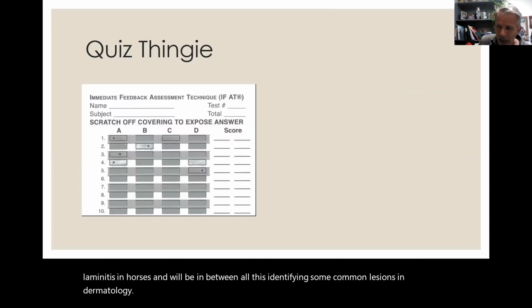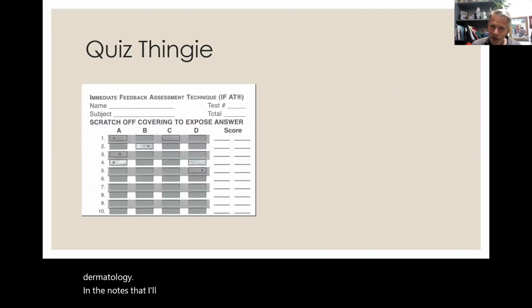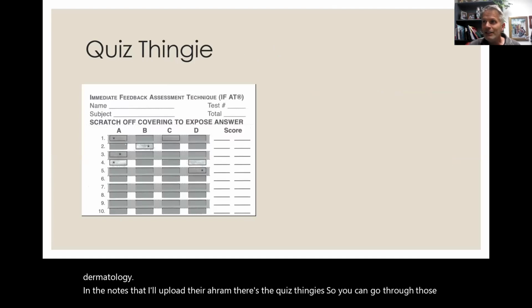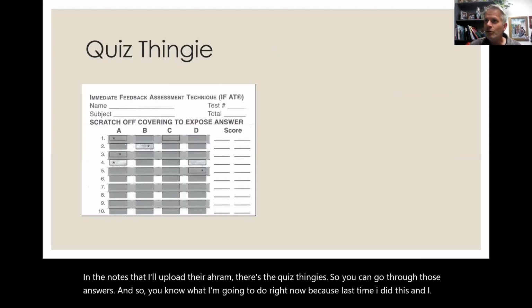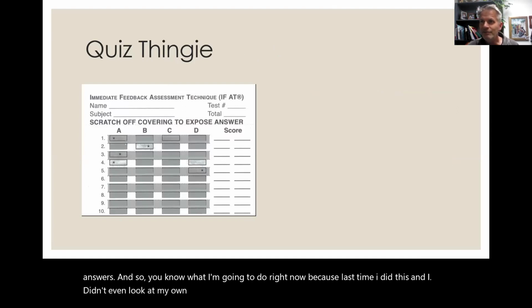In the notes that I'll upload, there's the quiz thingy, so you can go through those answers. In fact, you know what I'm going to do right now? Last time I did this, I didn't even look at my own quiz thingy, and it left out some kind of important thing. So I'm going to look at the quiz thingy right now.